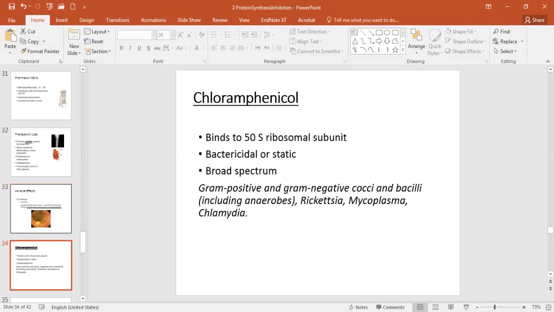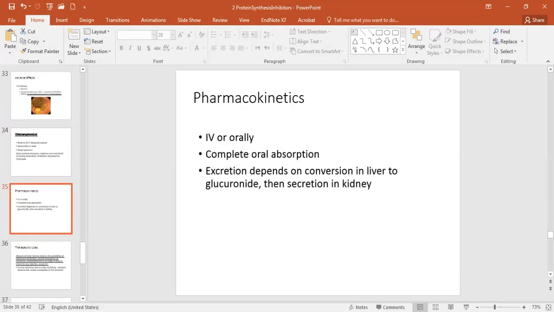Chloramphenicol. Its use has now become very limited. It binds to the 50S ribosomal subunit. It has a bactericidal or bacteriostatic effect with broad spectrum, covering gram-positive and negative, cocci, bacilli, including anaerobes, rickettsia, mycoplasma, and chlamydia. Orally or IV, it has complete oral absorption. Excretion depends on conversion in the liver to glucuronide and thus secretion in the kidney.